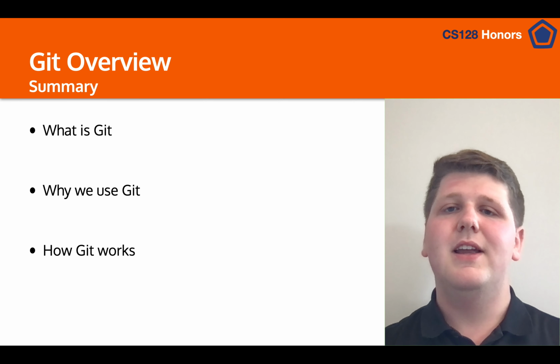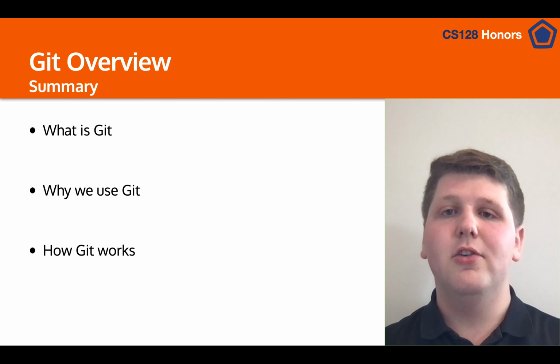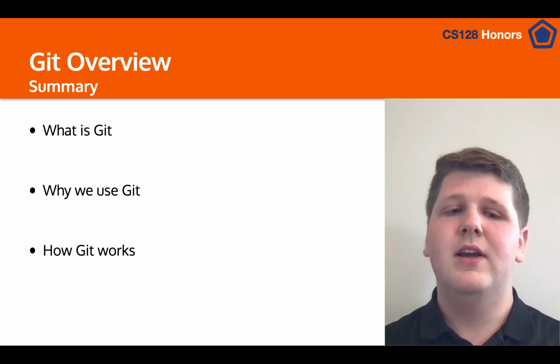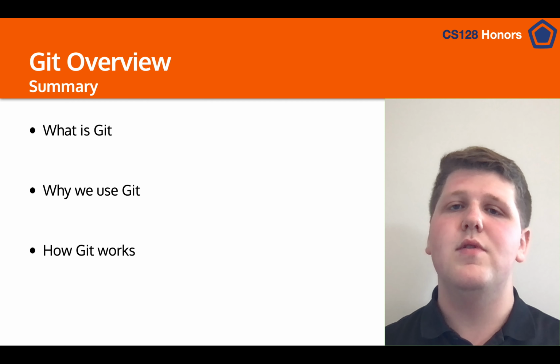So in summary, in this lesson video, we talked about what Git is, which is a version control system which helps you keep track of your files over time. We talked about why you would want to use it, which is because it allows you to take a look at your code in the past as well as to collaborate with other programmers. And then we also talked about how Git works at a very high level and how you would be able to use it in the near future.